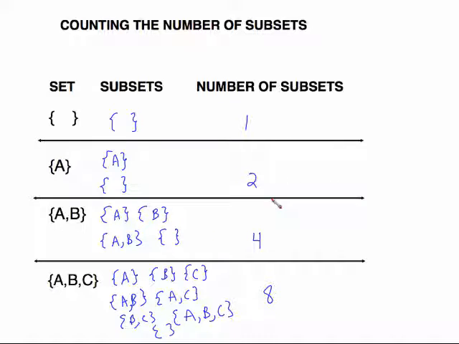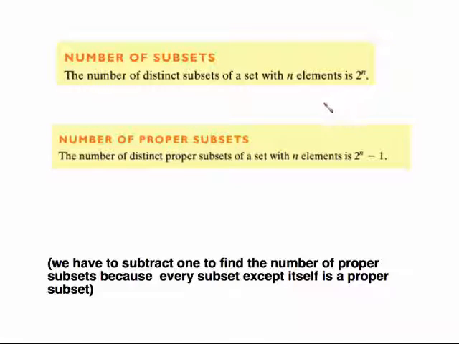Do you notice anything about these numbers? 1, 2, 4, 8. Hopefully you notice that they are powers of 2. The number of distinct subsets of a set with n elements is 2 to the n. The number of proper subsets is 2 to the n minus 1. The reason we have to subtract 1 to find the number of proper subsets is because every subset except the set itself is a proper subset.